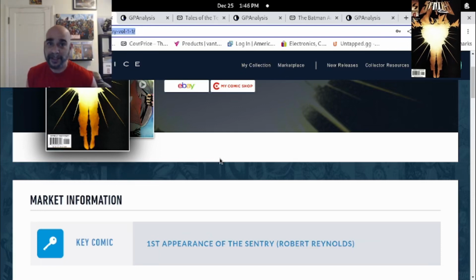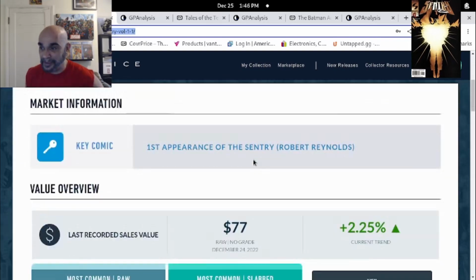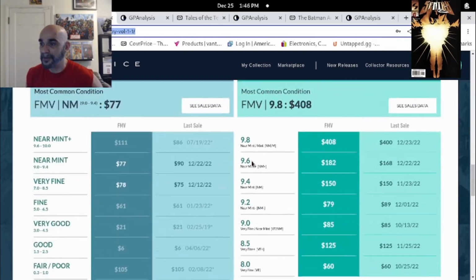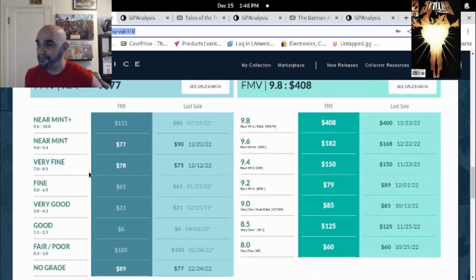This is one of those books that you can get in at a high grade raw at a very affordable price and potentially make some money back if it comes back a 9.8. Let's go look at some of these raw grades. As for raw copies, as you can see here, you can get a good raw copy for anywhere between about $70, $80 to about $111.